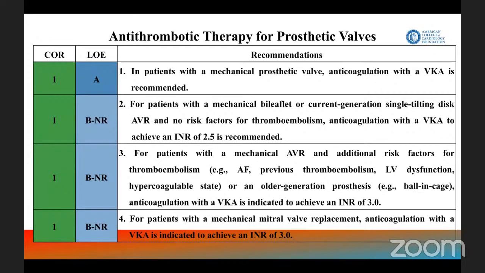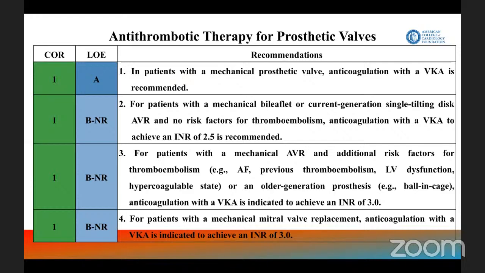Moving to anticoagulation section for prosthetic valve. For patients with a mechanical prosthetic valve, then anticoagulation with a vitamin K antagonist is recommended as a class 1. And for patients with a mechanical bileaflet or the current generation single tilting disc AVR, and no risk factors for thromboembolism, then anticoagulation with a vitamin K antagonist to achieve an INR of 2.5 is recommended as a class 1.